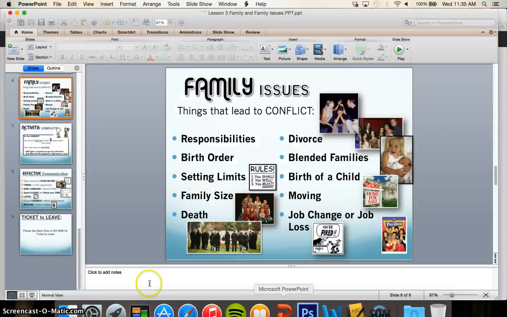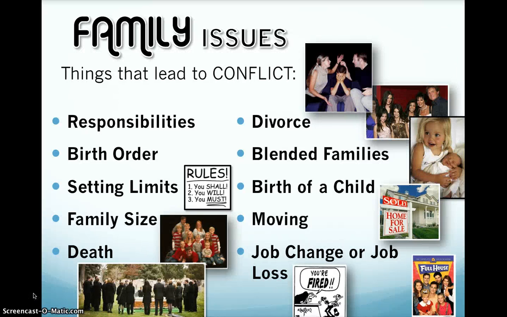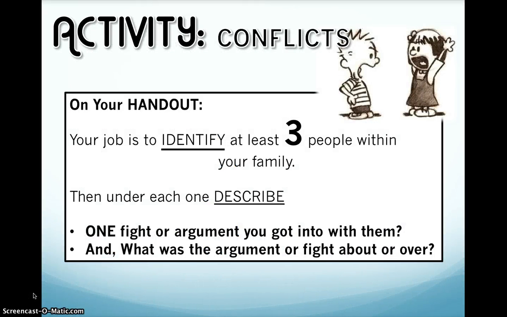And this next assignment is what we call the family conflicts assignment. Your job is to identify at least 3 people within your family, okay? As well as one fight or argument that you have gotten into with them. And what was the argument or fight about? What had happened? Why did it occur? So your job is you are going to fill out a worksheet that I will hand to you. We're going to talk also about that Full House episode.